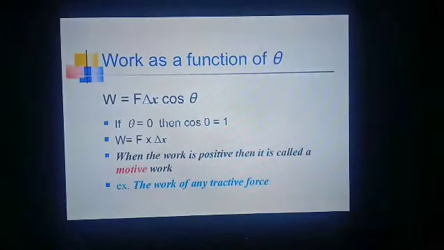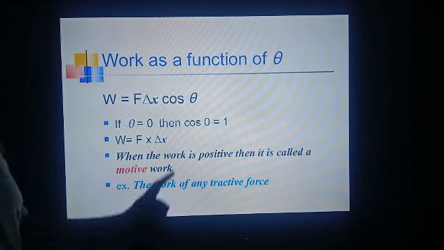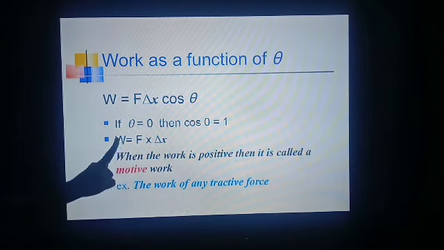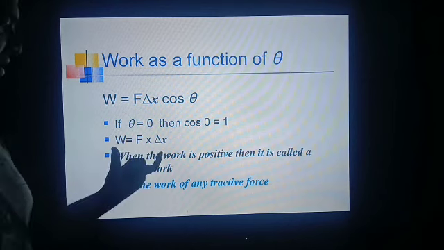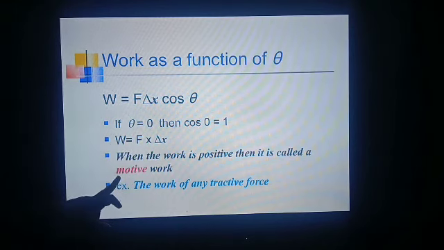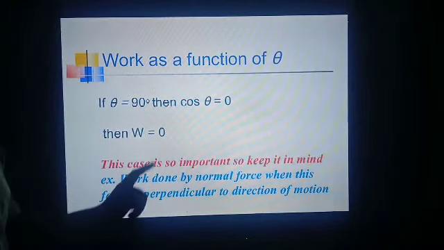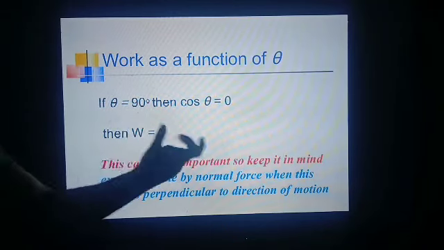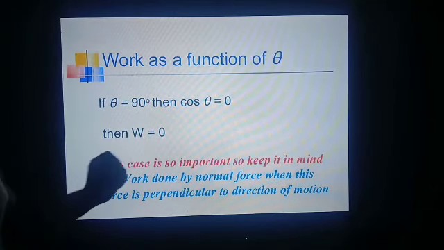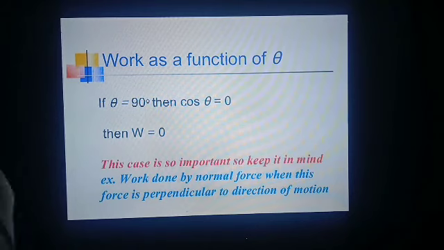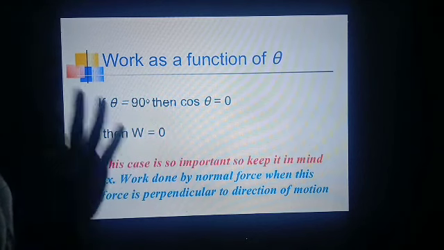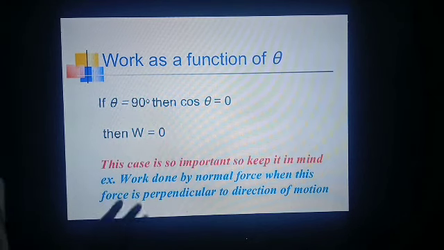Now the cases depending upon the value of theta. Suppose theta is equal to 0, then cos 0 is equal to 1, then W will be equal to F into delta x. This is the maximum value of work, and this work is called motive work. Next case, if theta is 90 degrees, then cos 90 is 0. So W will be 0, meaning work will be 0. If you are applying the force such that the displacement and force are perpendicular to each other, then no work is counted.